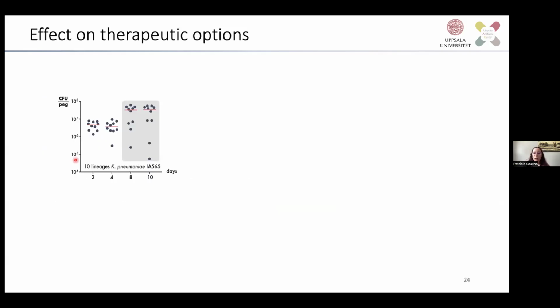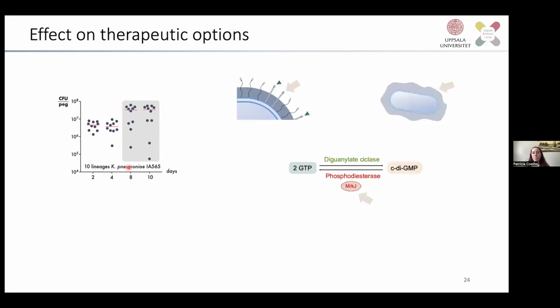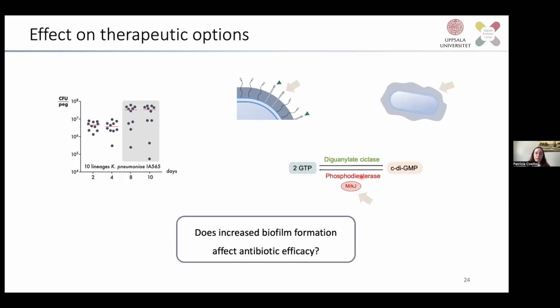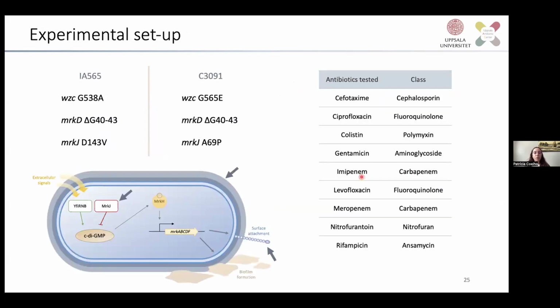So moving on, we know that there are mutants that are rapidly evolved and they adapt a stronger biofilm formation capacity. We know that three main targets are repeatedly selected, so capsule, type 3 fimbria, and cyclic GMP turnover. So now the obvious question is, how would this affect antibiotic susceptibility? So that's what we looked into afterwards.